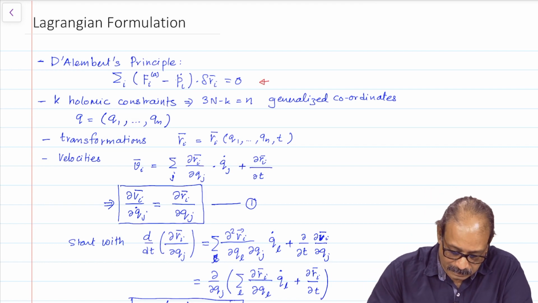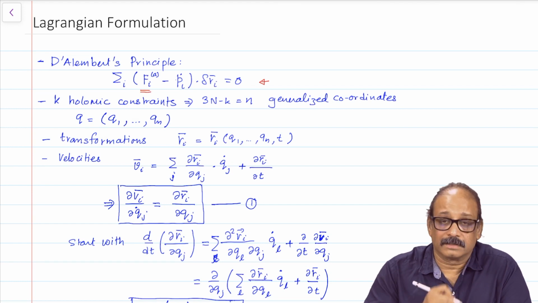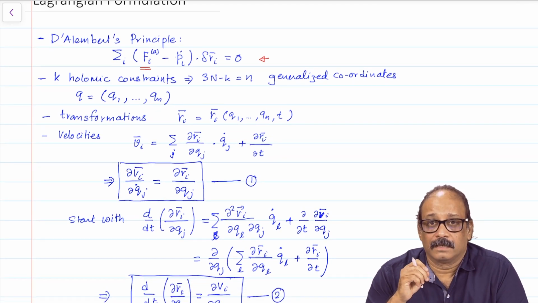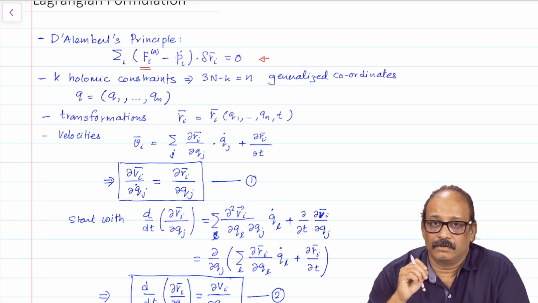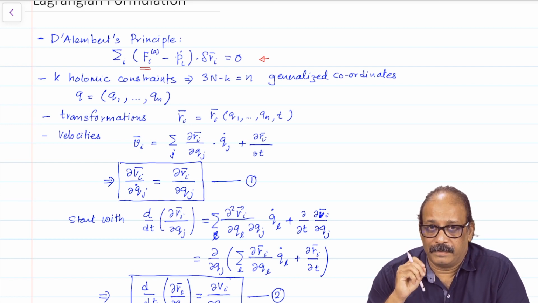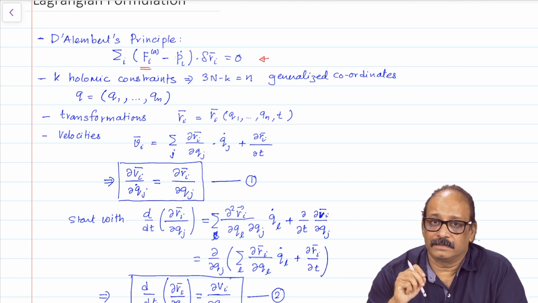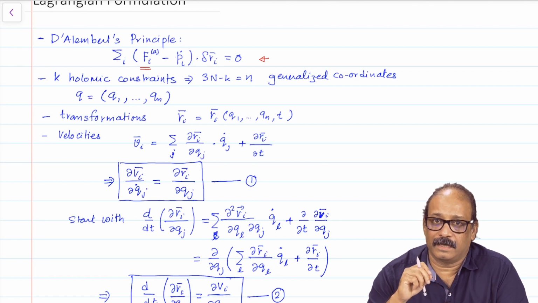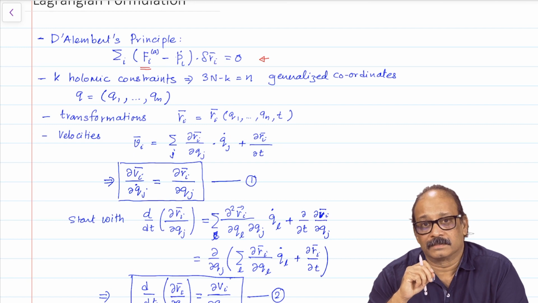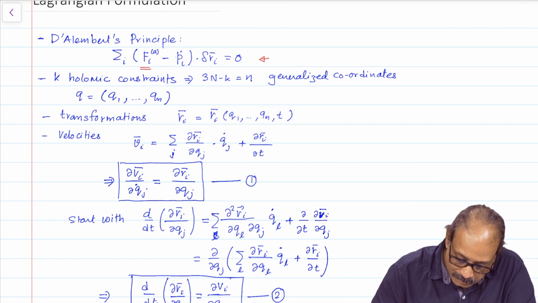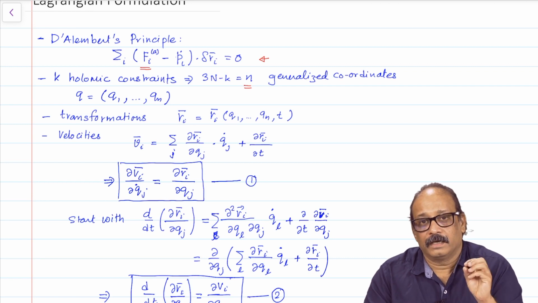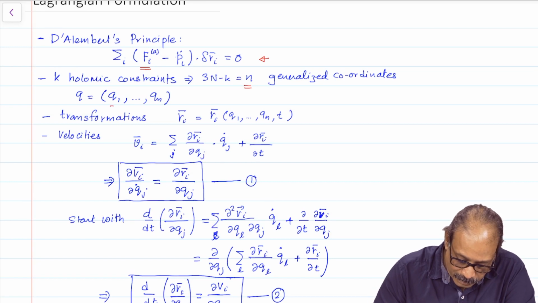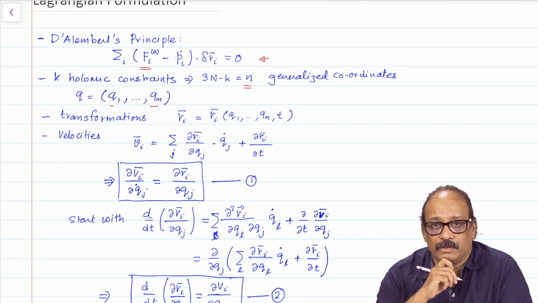which we have already seen, and this D'Alembert's principle only talks about the applied forces. And if the system has k holonomic constraints, then we know that for the capital N particles we had 3n Cartesian coordinates minus the number of holonomic constraints, that is k in this case. 3n minus k are the total degrees of freedom for this system, and I will denote it by small n, and what we need is small n generalized coordinates, and I will denote those by q1, q2 and so on up to qn.